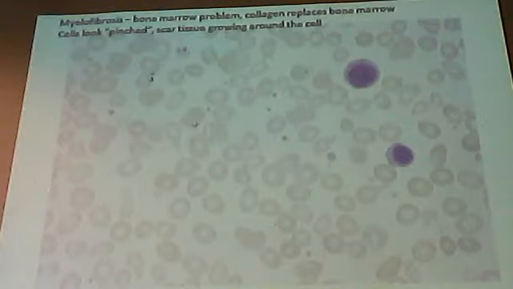Myelofibrosis, so it's a bone marrow problem, so collagen replaces that bone marrow, so your cells start to look pinched, and they seem like scar tissue, because they can't really squeeze through the blood very easily, and so when they squeeze through, it looks like they're getting clamped, so it's not as easy for the red blood cells to get moved through, so they look like teardrop shapes.